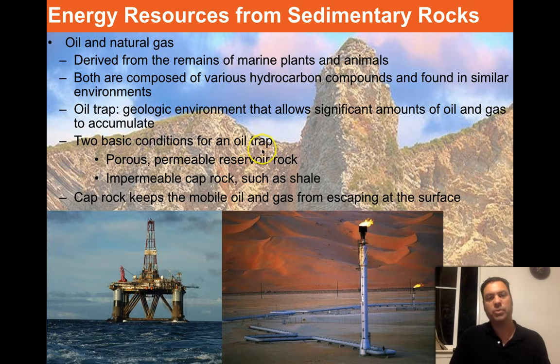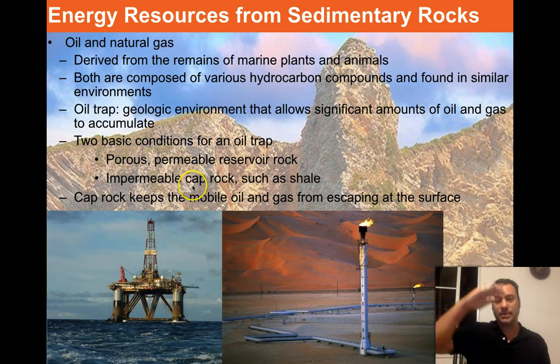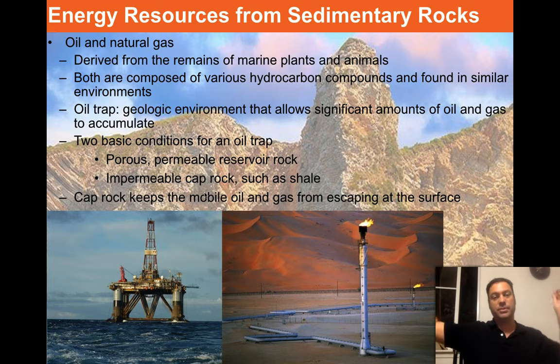There's two conditions for an oil trap. It has to have porous, permeable reservoir rock, and it also has to have an impermeable cap rock, such as a shale. So the reservoir rock is what holds the oil in it. And the cap rock is the stuff that keeps it from coming all the way up to the surface. If you don't have an impermeable cap rock, then the oil just goes right up to the surface and it gets destroyed by the weathering environment at the surface of the earth. So it needs to get trapped down below.